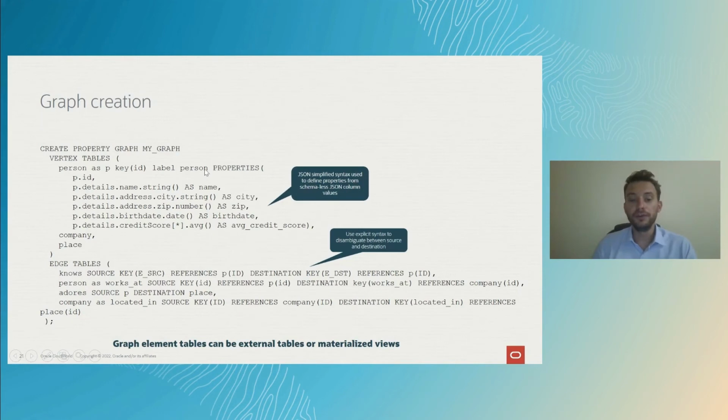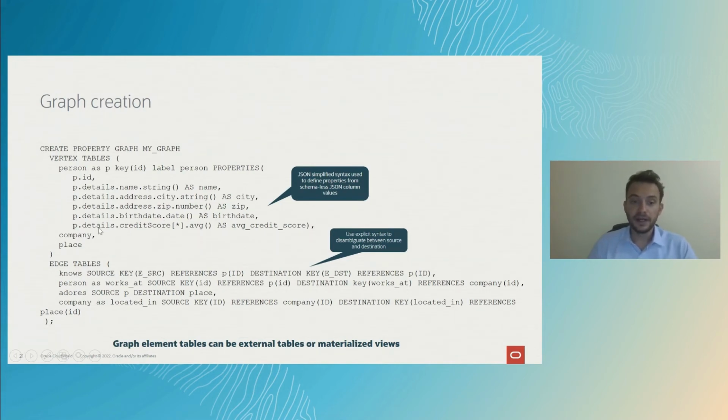So this is very similar to what you have seen before. The main difference is that one can use this simplified JSON dot notation to expose properties from the JSON column of the person, right? So person is a vertex table, and then I can use the JSON dot notation to expose properties stored in that JSON column as properties in the graph.